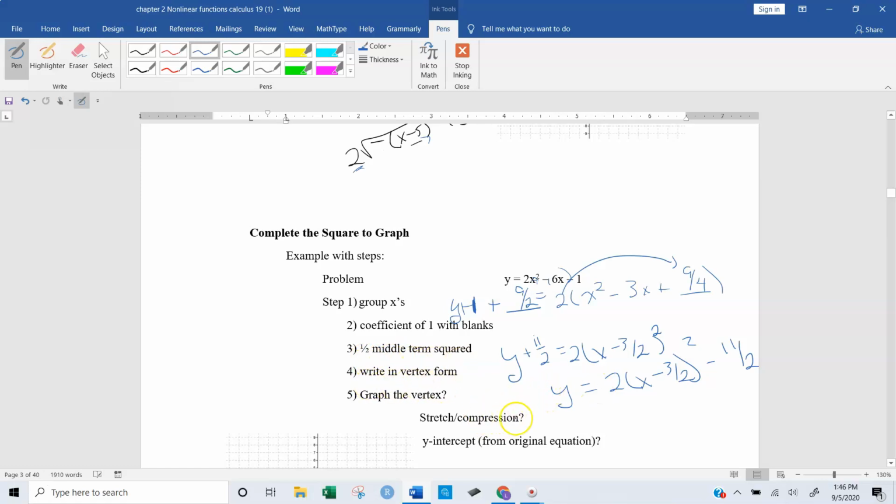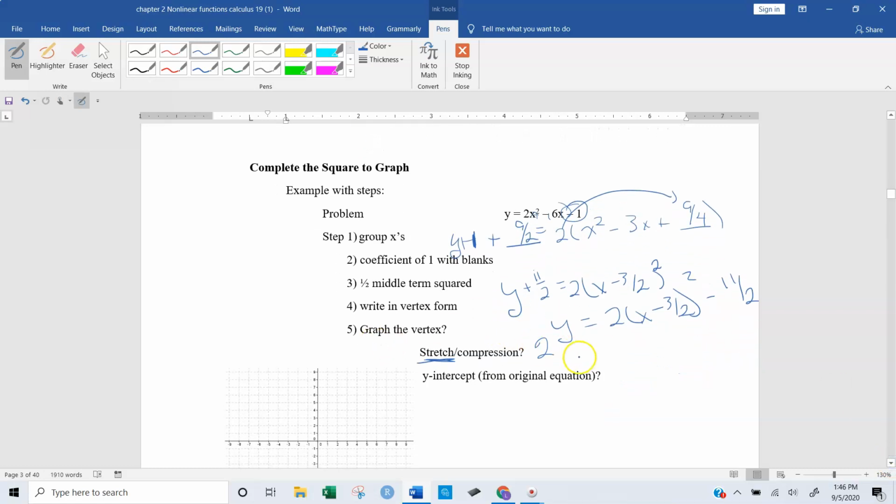Now when we look at this, I know I have a stretch because it's 2, it's greater than 1. So I'm going to have a stretch of 2. It's not going to reflect because it's not negative. The y-intercept is actually from the beginning, which was this -1. All right, so I know my y-intercept. That's when x is 0. Y is -1 from up here because you plug in the zeros for the x's. So that's always from the original. So 1 point on my graph is going to be 0, -1.